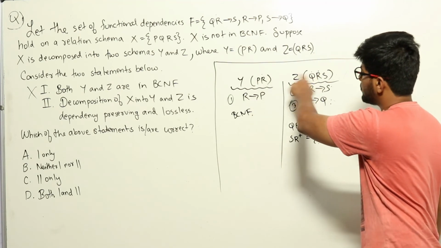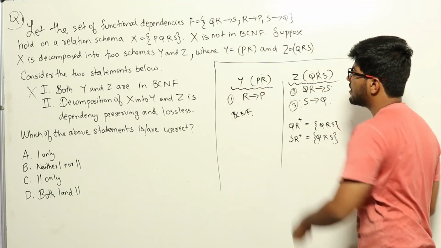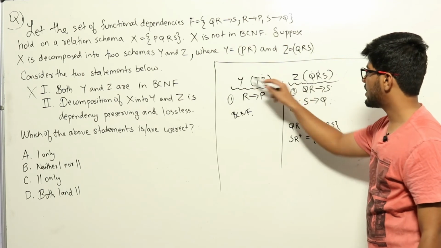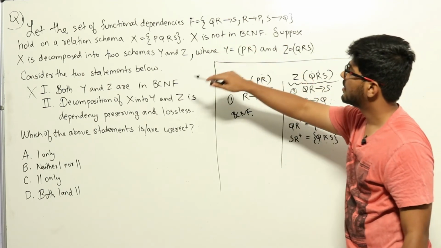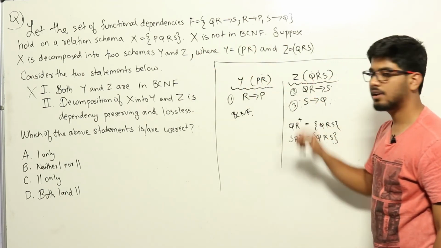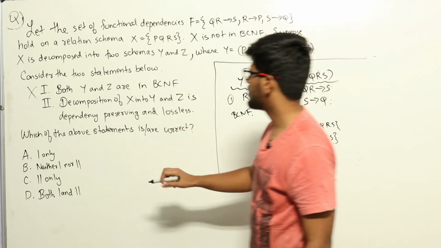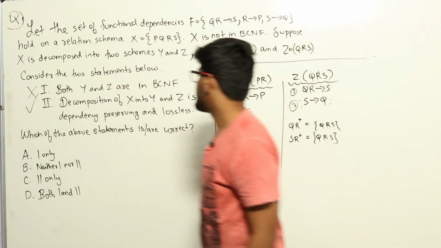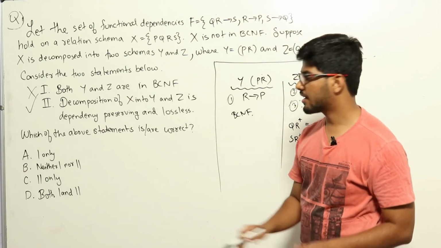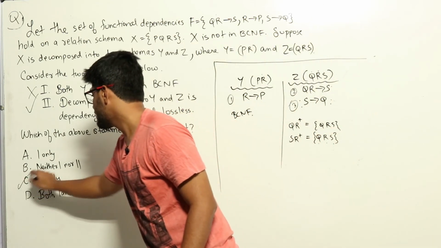R is the common attribute, that is a primary key in schema Y, meaning when we are combining Y and Z together in order to get back our initial schema X, that will be lossless as well. So statement 2, decomposition of X into Y and Z is dependency preserving and lossless, is correct. Looking at the options, that is option C, 2 only.